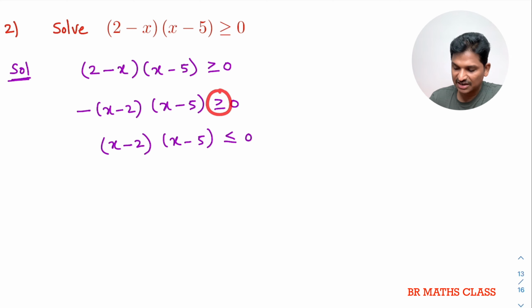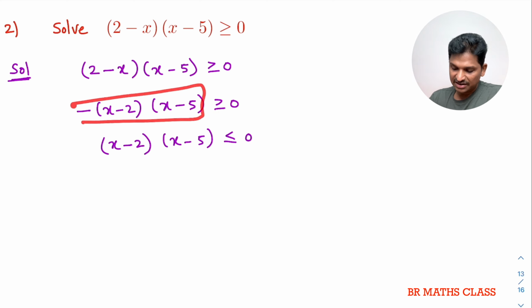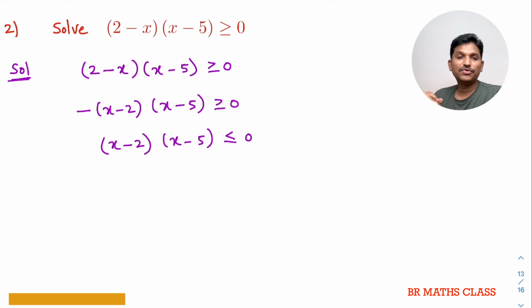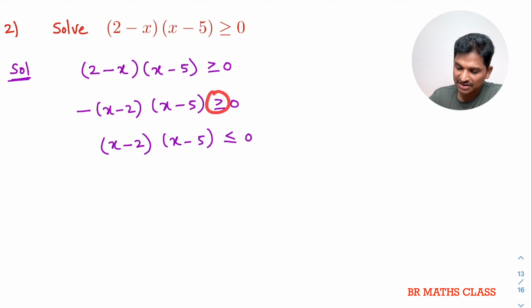What happened here? This greater than or equal to changed to less than or equal to. Why? Because both sides of this inequality I multiplied with minus 1, and minus 1 into 0 is 0 only. I hope you understand. In the rules of inequality, we learned that if you multiply with a negative real number, the sign of inequality changes. That's why greater than or equal to changes to less than or equal to.